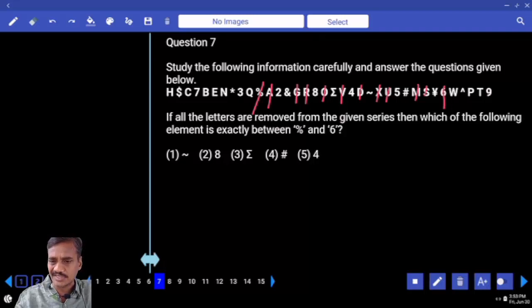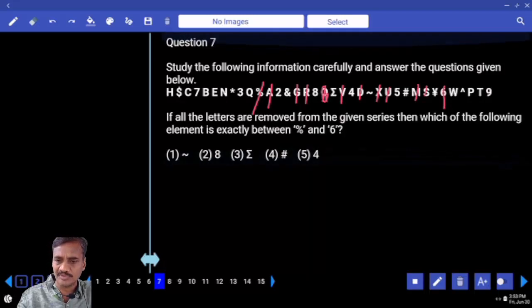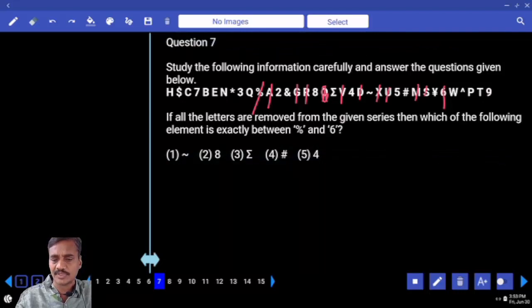And 8, exactly in between these two, maybe they have taken this as 0. Then tell me what is the element we have here? Now fifth element. Now fifth element 1 and next 1, 2, 3, 4 and 5. Choice 3 is the answer.